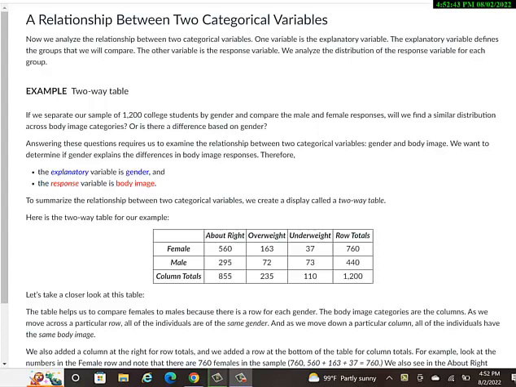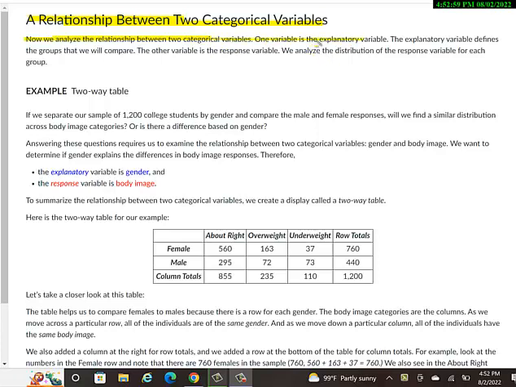So in this page we'll expand on the idea we had in the previous page, talking about two-way tables and categorical data. We'll talk about here a relationship between two categorical variables. Now we will analyze the relationship between two categorical variables.